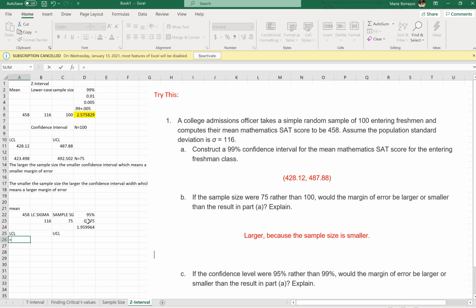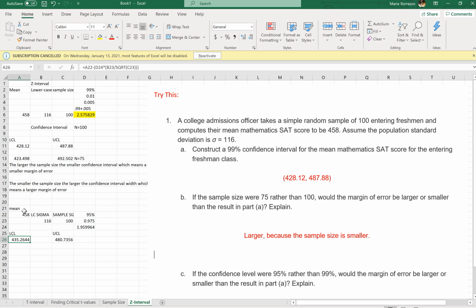So the lower confidence level is the mean minus parentheses the critical value times another parentheses, just to keep it clean, the 116 divided by the square root. So you double click it, and now we want to do the 75. Hit enter. There you go. And on this side, we want to do the same thing except plus. So equals that mean plus parentheses the critical value times another parentheses the 116 divided by the square root of 75. But here's the beautiful thing. You know how I messed it up and I put 75? If I go 100, they'll both change. See?